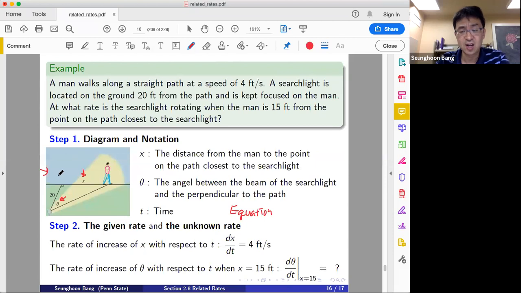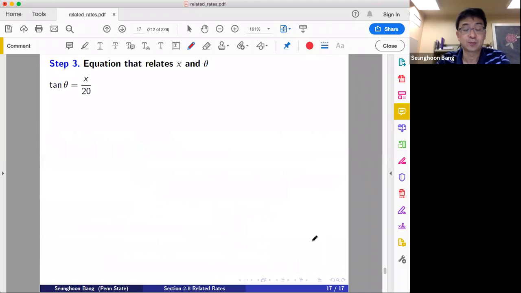Yes, this is tangent because the opposite and adjacent sides are given. Always use tangent here. Tangent theta equals opposite x over adjacent 20, so x over 20. We can use it. This is the equation. Next is differentiate.